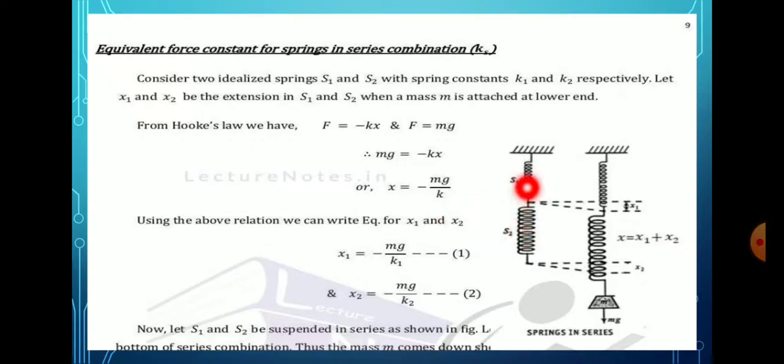Consider these two springs having spring constants k1 and k2, and x1 and x2 be the extensions of S1 and S2 when the mass is attached to the lower end. By using the above relation, we calculate x1 and x2. This is the total x. So x1 is equal to minus mg by k1, equation number 1, and x2 is equal to minus mg by k2, equation number 2.